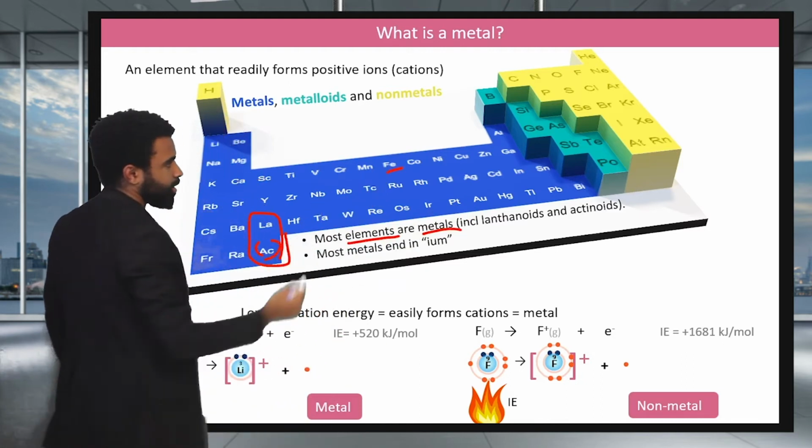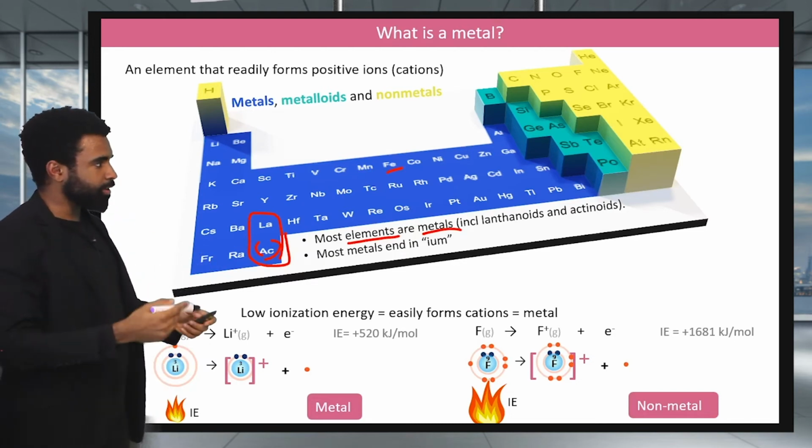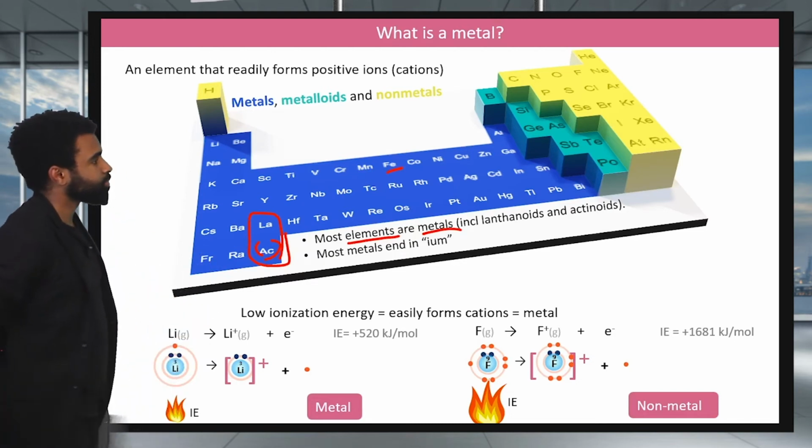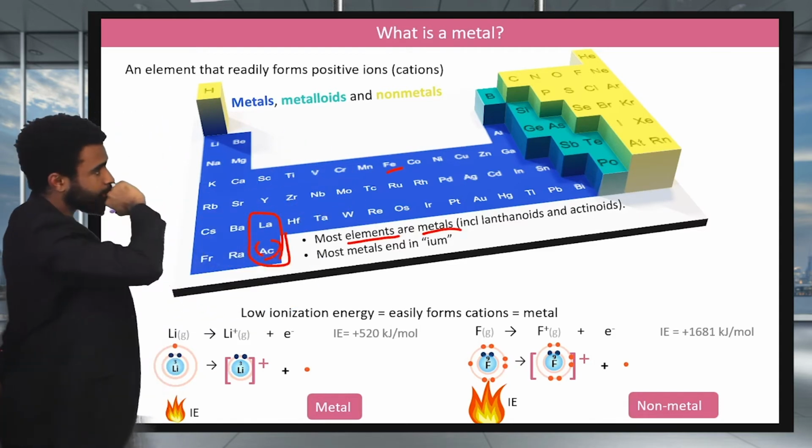Or Fe, iron, doesn't end in UM, but the original Latin term, which is ferrum, ends in UM. Okay, that's by the way though. So now we understand what the metals are.